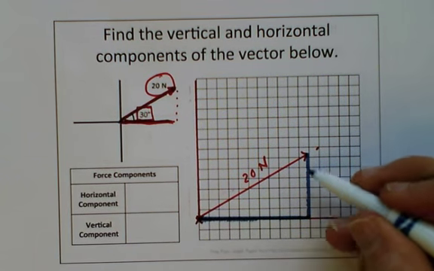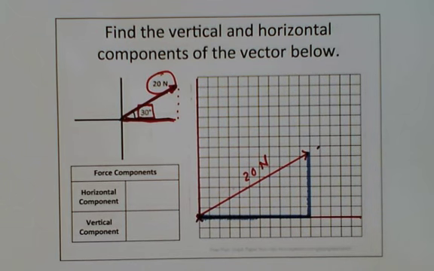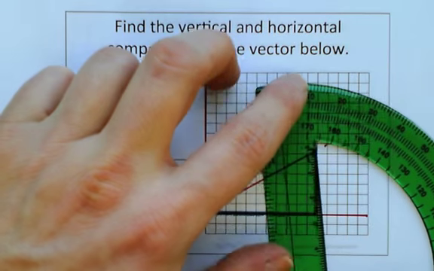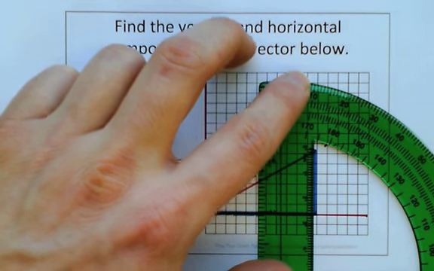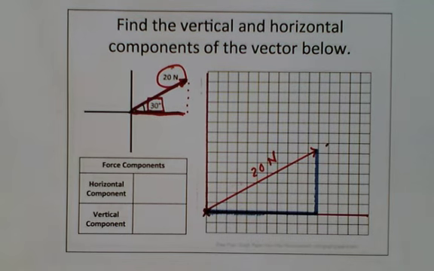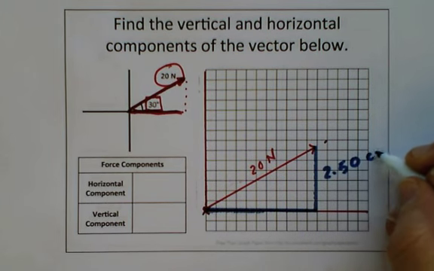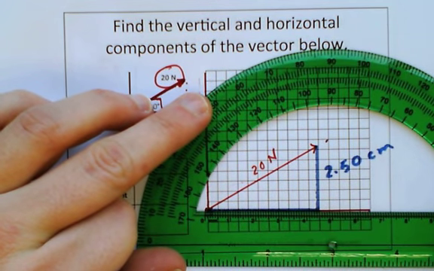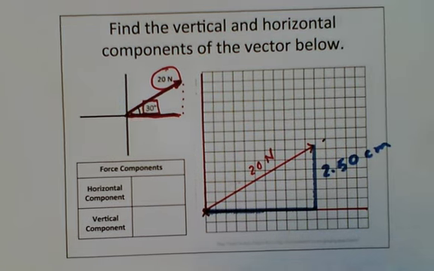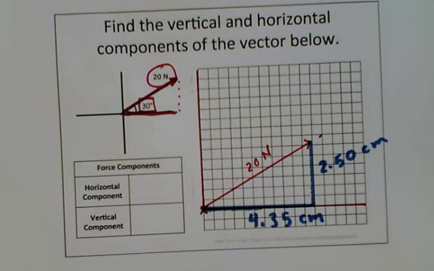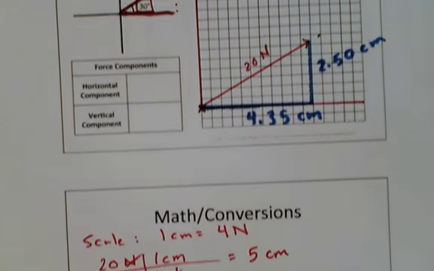Now I want to find out how long these are in newtons. So I start by measuring them in centimeters. I use my measuring tool on the inside of my protractor or ruler, and I can measure that the vertical component is 2.50 centimeters. I do the same thing with the horizontal component, and I can see that it's about 4.35 centimeters. Now I need to convert those over to newtons. So I go back down to my conversions part.